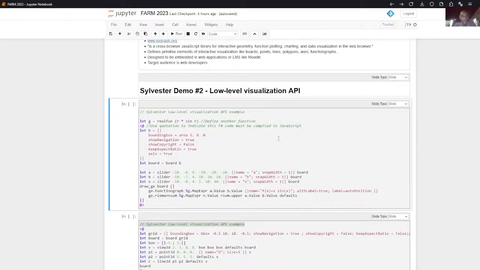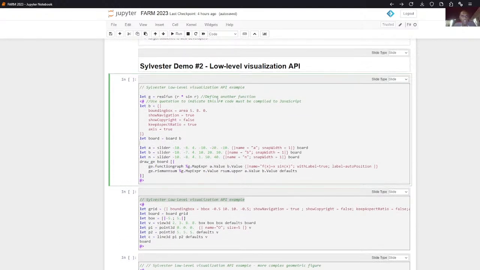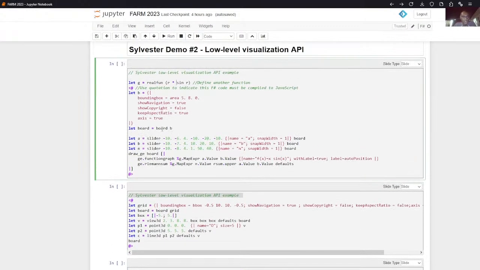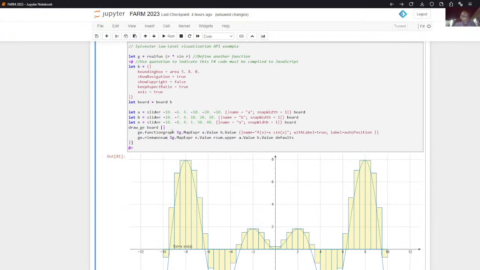I'm just going to switch out of presentation view so we can look at the code. This is an example of using the low-level visualization API. We're just defining another function, and we're using JSXGraph objects. We have boards, we have sliders, a function graph. This is a Riemann sum. So if we run this, you can see it's all basically F# code.